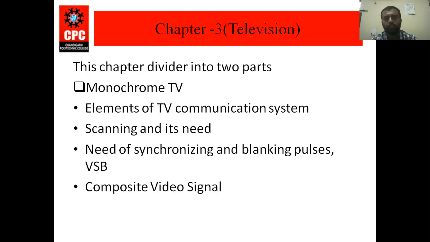The next chapter is the television chapter. In the television chapter, there are two parts. First is monochrome television. Second is color television. Monochrome television is the basic television, that is, black and white television.